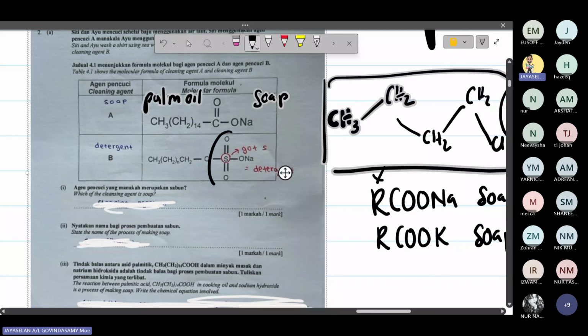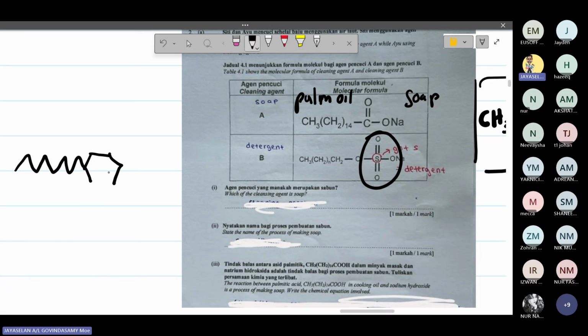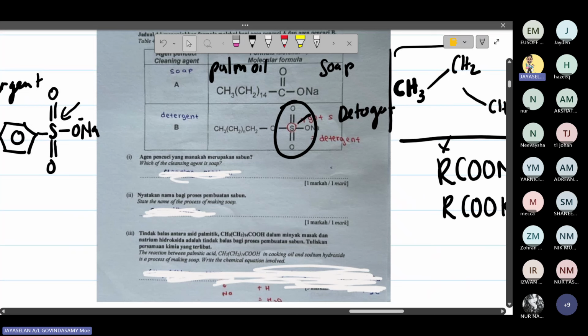Detergent. When you see this one, or one more like this, I draw one more with a benzene compound. Benzene, then S double bond O, O negative, or Na. This one also has sulfur, right? So this is called detergent. Very simple. So you write here detergent. Then which cleaning agent is soap? So your answer is A.